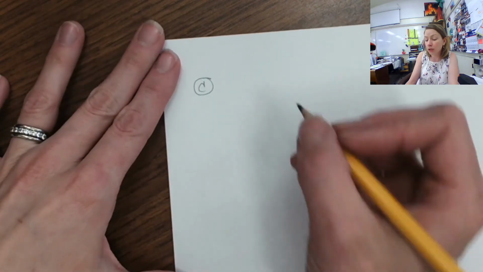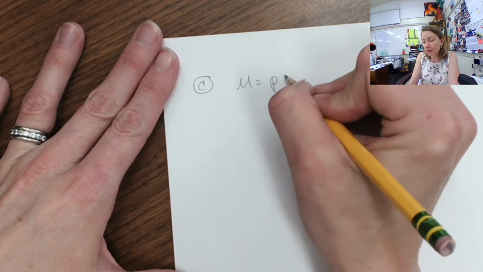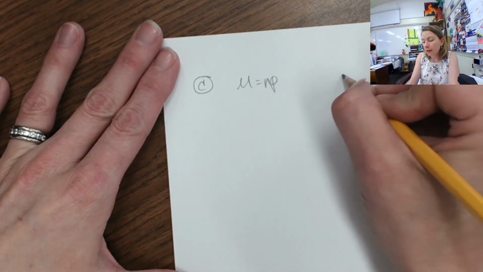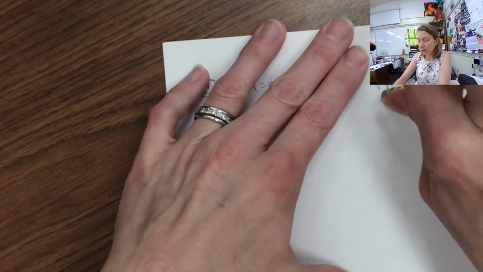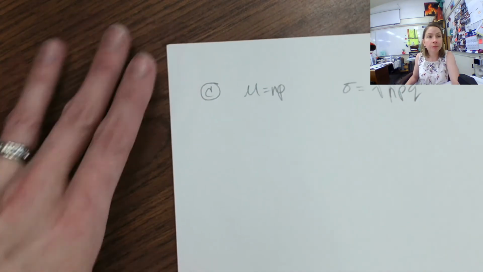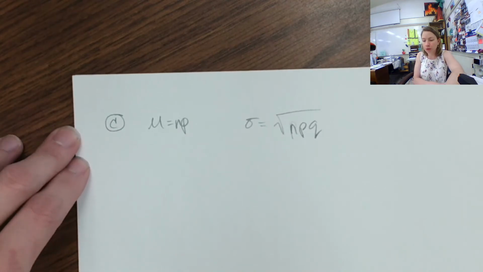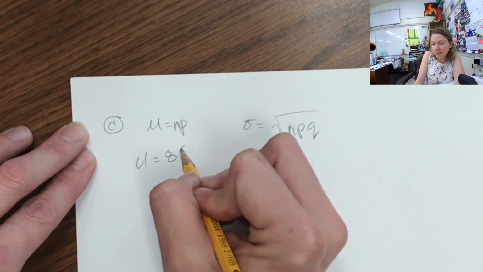So for part C, they are saying for groups of 8 randomly selected adults, find the mean and standard deviation, right? So remember, the mean of these is np, and then the standard deviation is the square root of npq, right? Oops, you can't see it because my picture's there. Okay. So my mean is going to be 8 times 0.7.